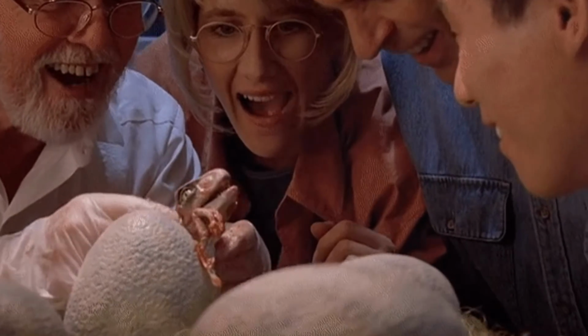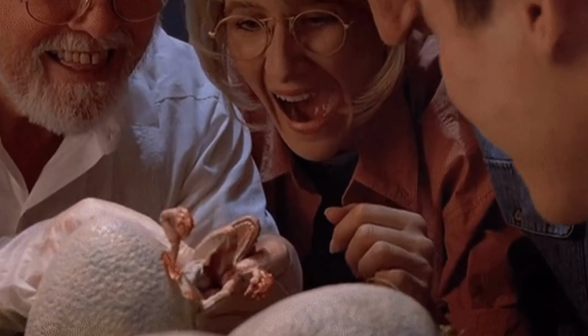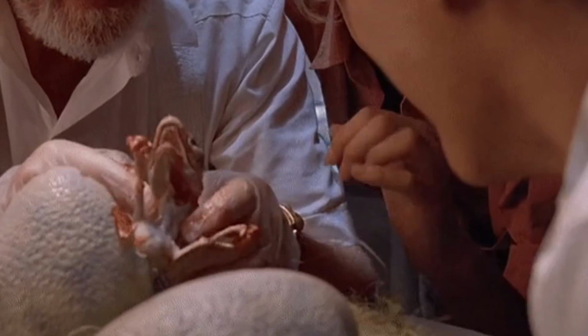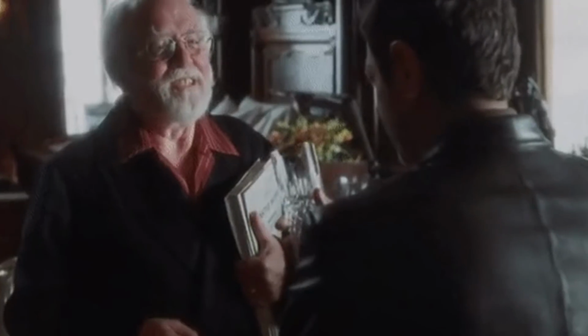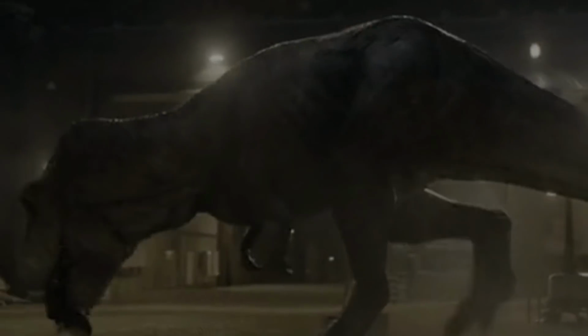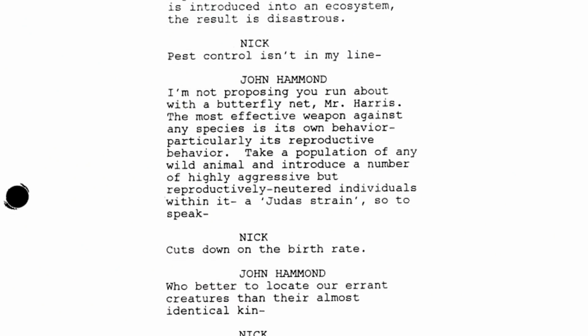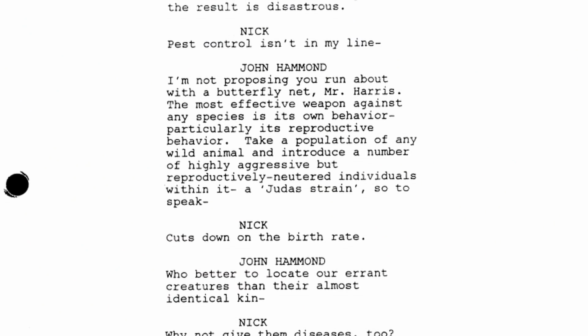At the beginning of this early script, John contracts a former Navy SEAL by the name of Nick Harris to sneak onto Isla Nublar and acquire something for him. His plan is to create new dinosaurs that he will then unleash upon the old dinosaurs in order to wipe them all out. These new animals will be bred sterile and be without the ability to reproduce whatsoever. But they'd also be highly aggressive females that would bait males of the same species. And then they'd kill them. John Hammond calls it a Judas strain that he'd like to introduce to the world.